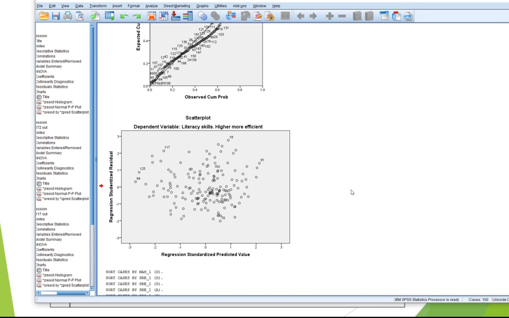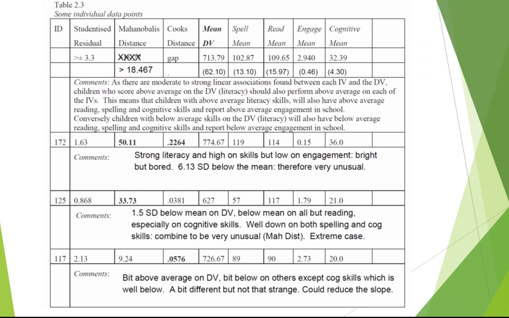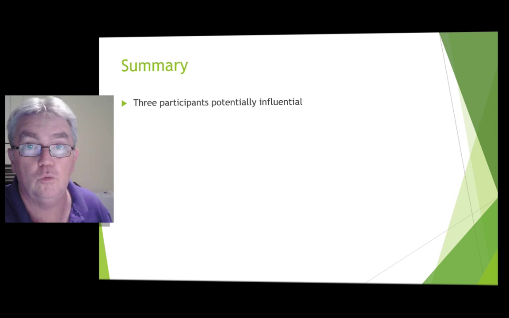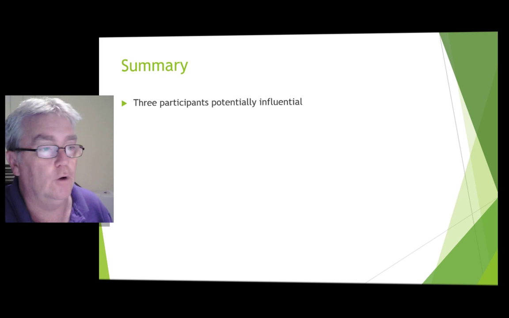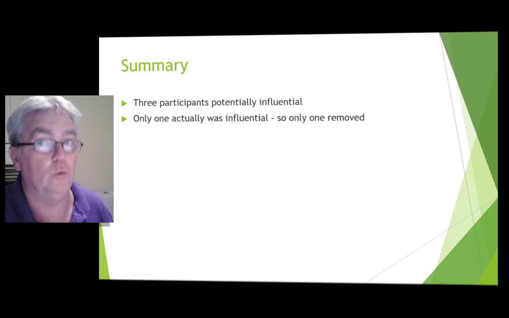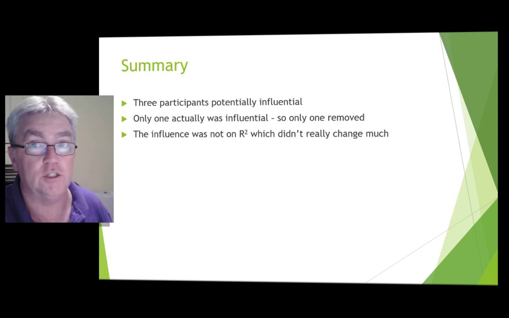So we decided that 172 should come out because they change the results of the regression. Okay. I think I've got a summary of all this in here. Okay. So we decided 3 participants were potentially influential, 172, 117 and 125, only one was actually influential. So only one of them would be removed. We would report the results with 172 removed from the analysis, and we'd say so.